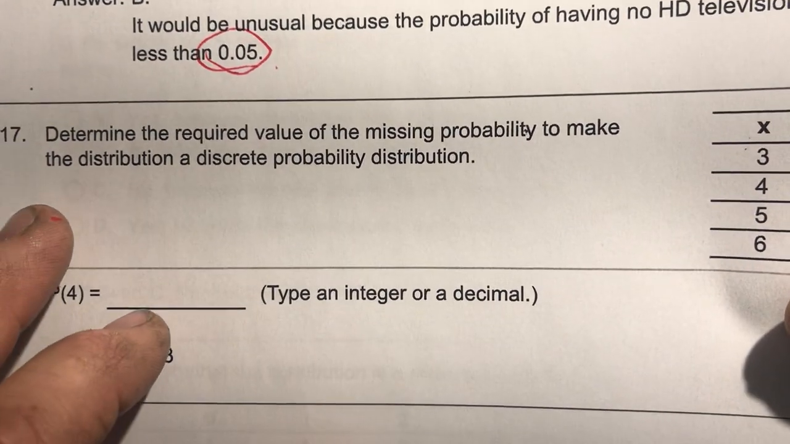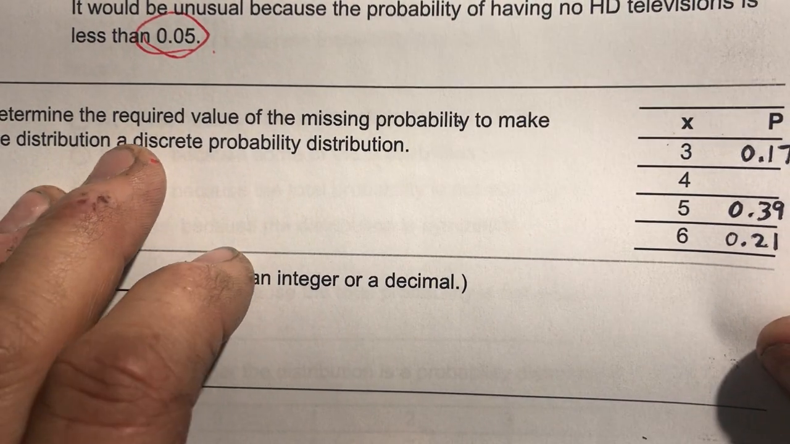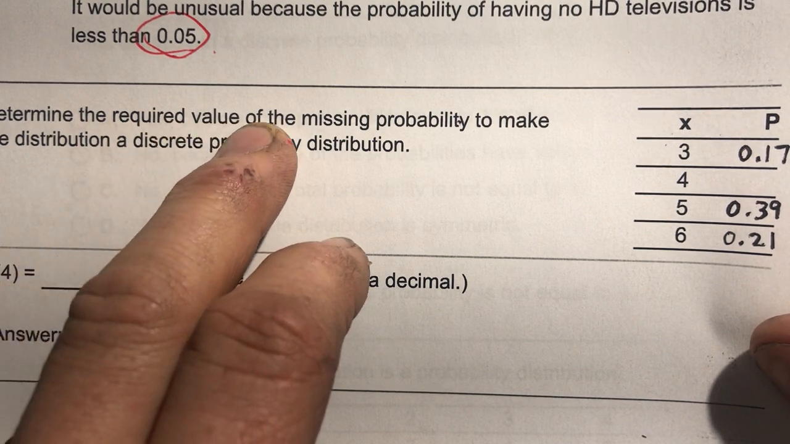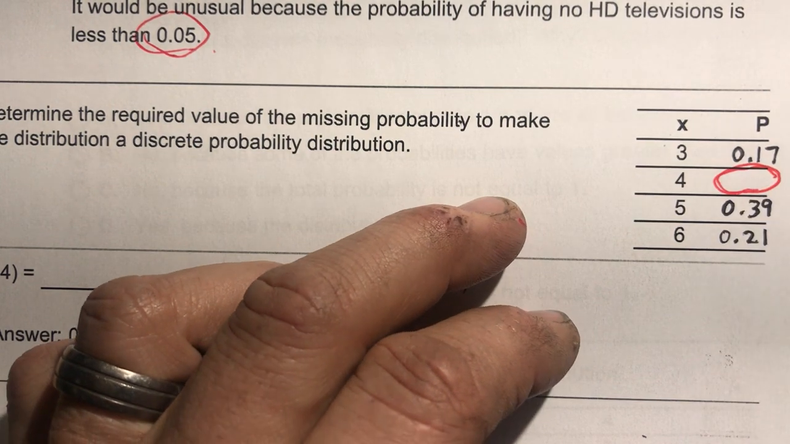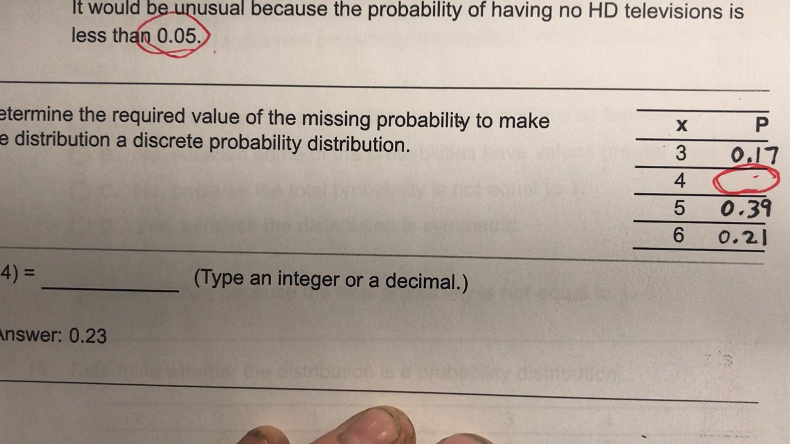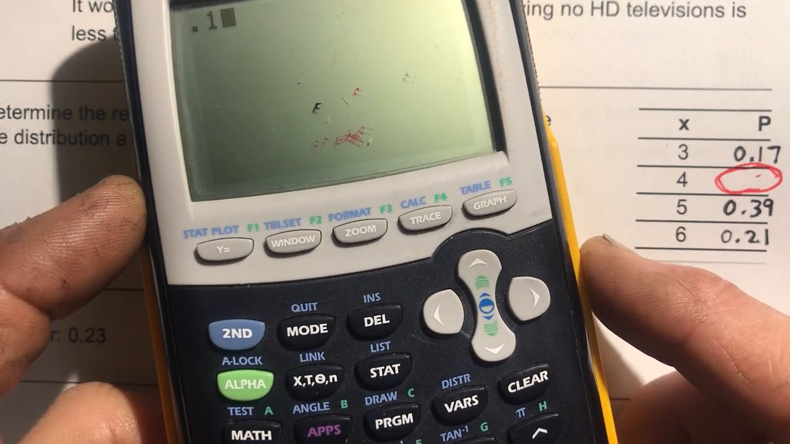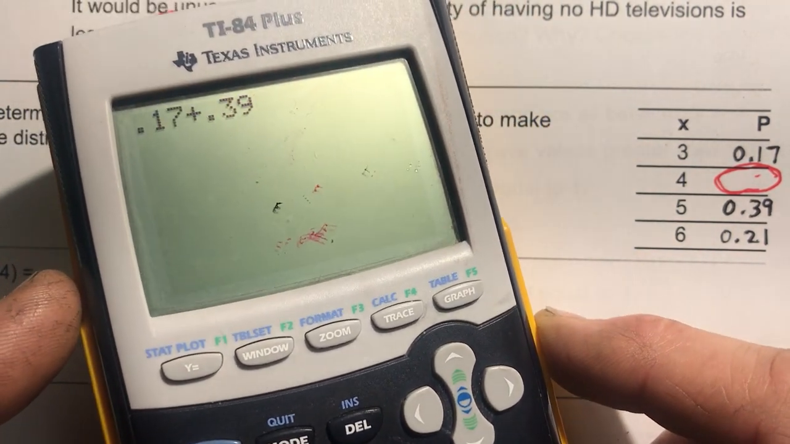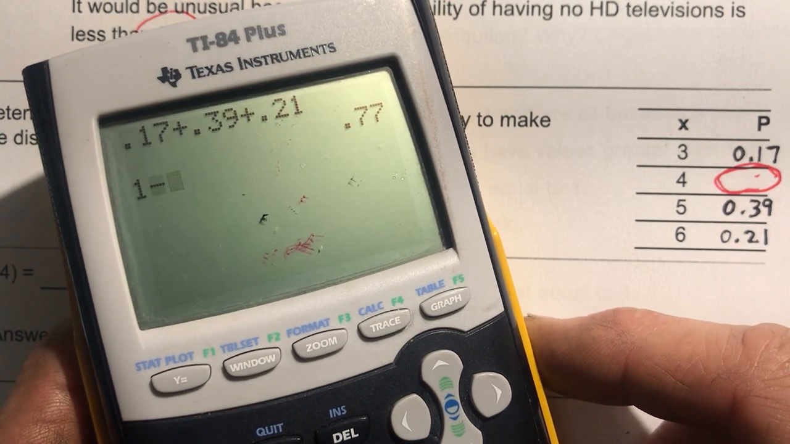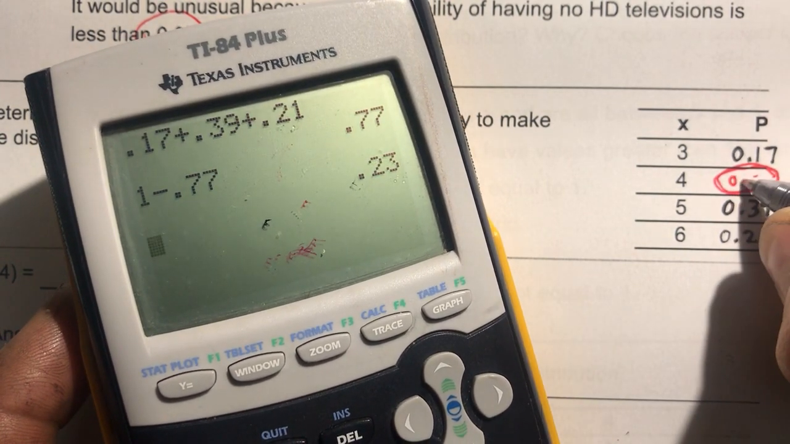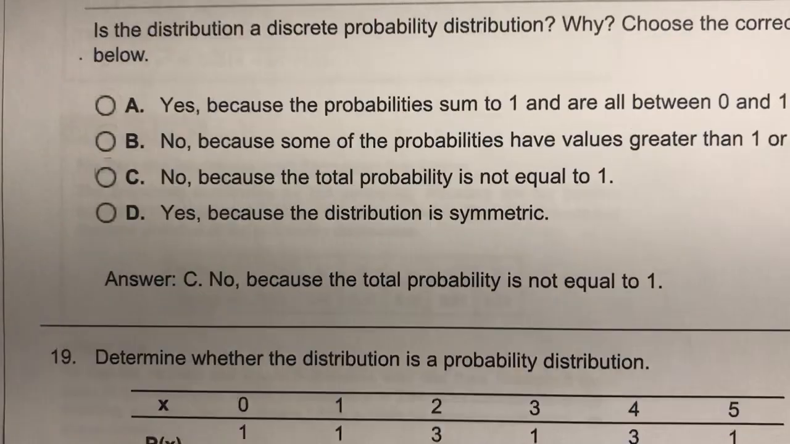Okay. Number 17. This says determine the required value of the missing probability to make the distribution a discrete probability distribution. So see, we got one missing here. What would this value have to be for this to be a probability distribution? So basically, I'm just going to add these up that I do know. All right, so 0.17 plus 0.39 plus 0.21, and I get 0.77. So I do 1 minus that. 1 minus 0.77, and there you go. That's going to be 0.23. Okay, you see my answer right there. We're in good shape. So that's not too bad.